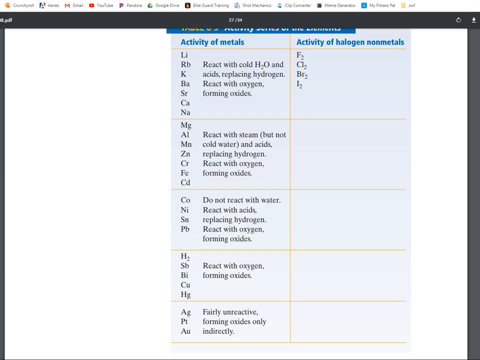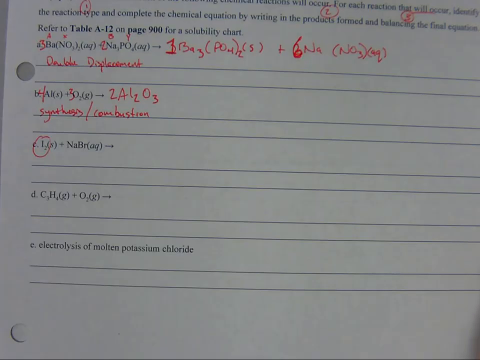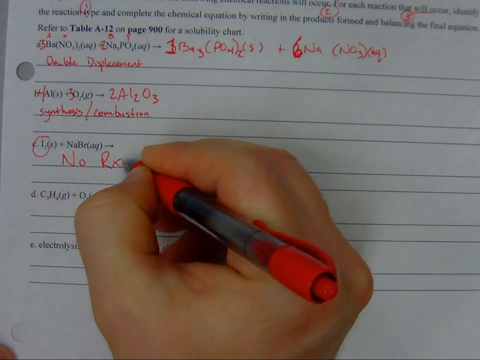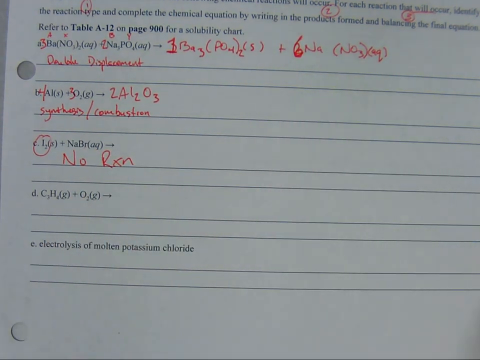So is iodine listed above bromine? No, it is not. That means that there will be no reaction. And I'm off scot-free. Moving on to D.